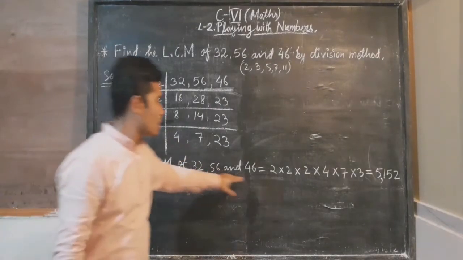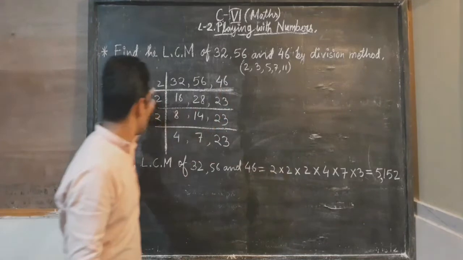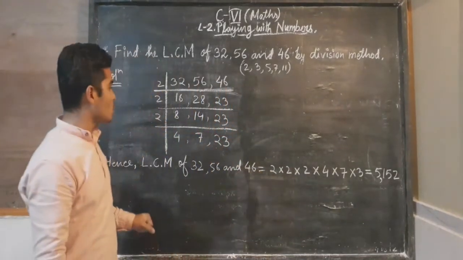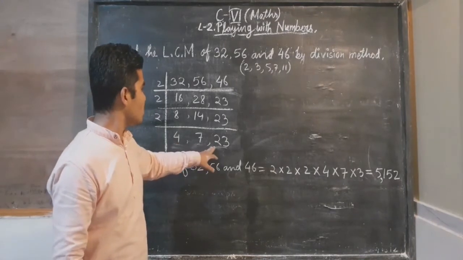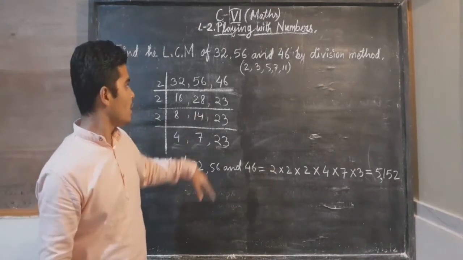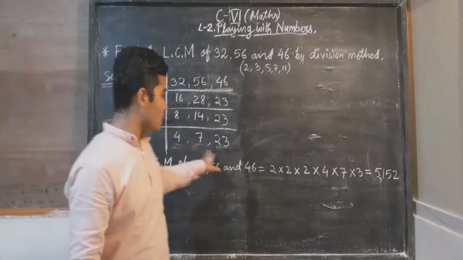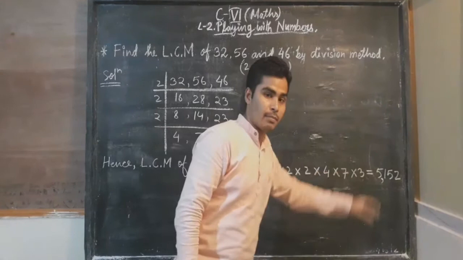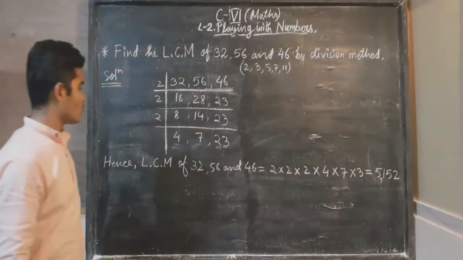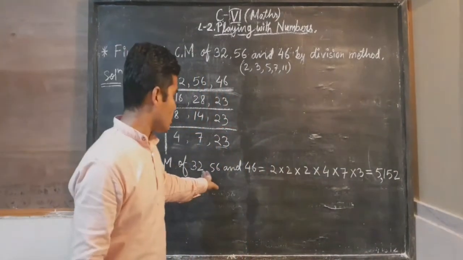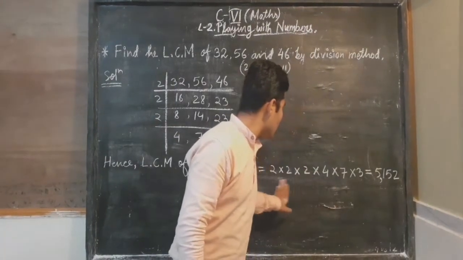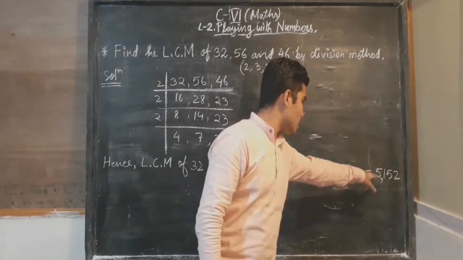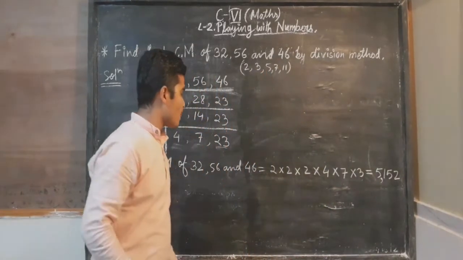prime factors first. As we have written here, you can see 2, 2, 2. These 2s I have written here. And after that, what should we do? Write the numbers which were not divisible by any of the prime numbers along with the prime factors to get the LCM. If you multiply all these factors together, then we get the LCM.